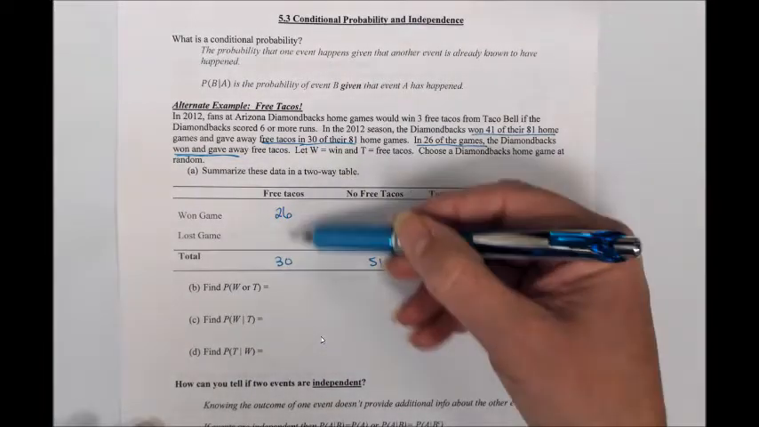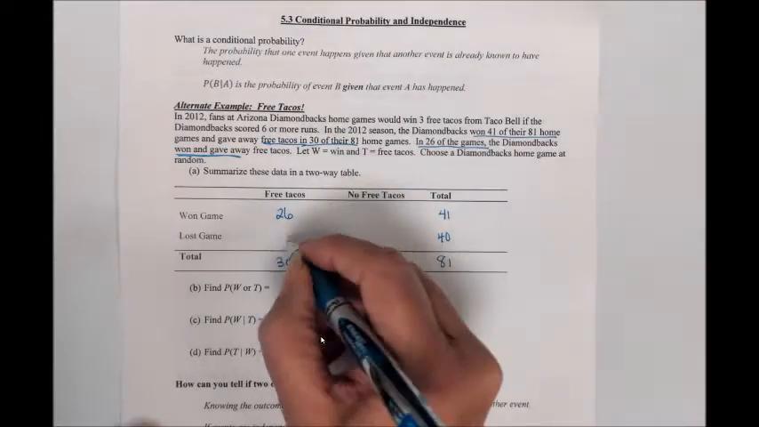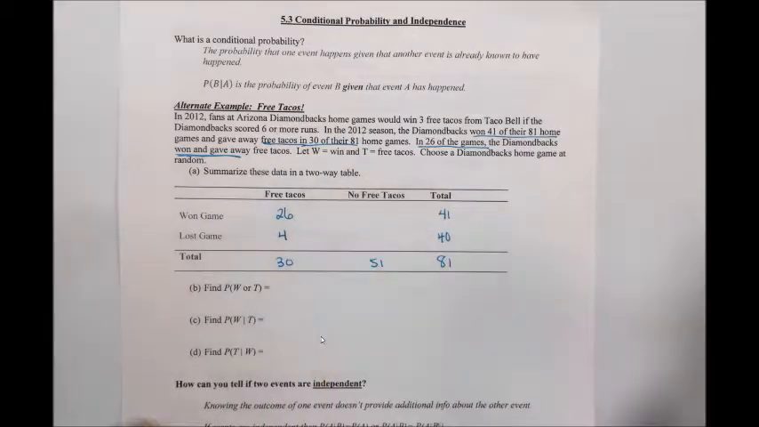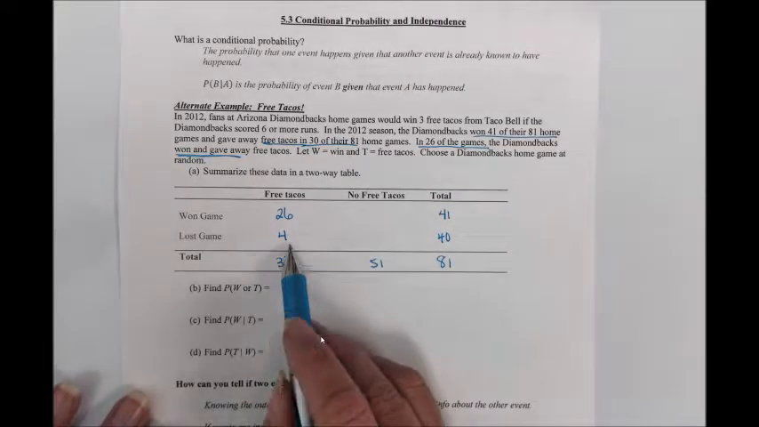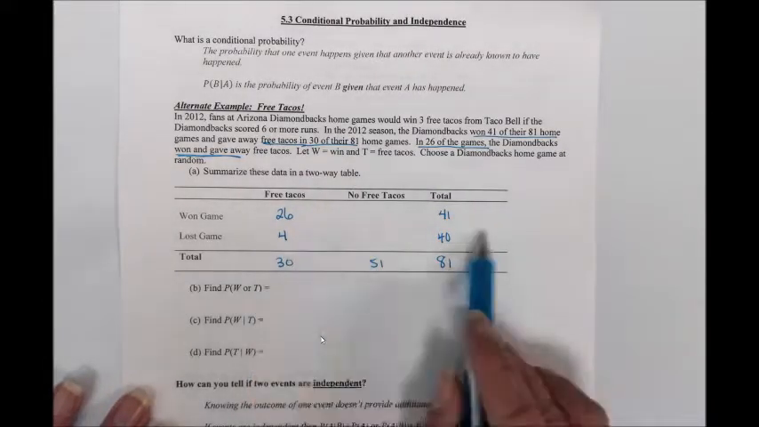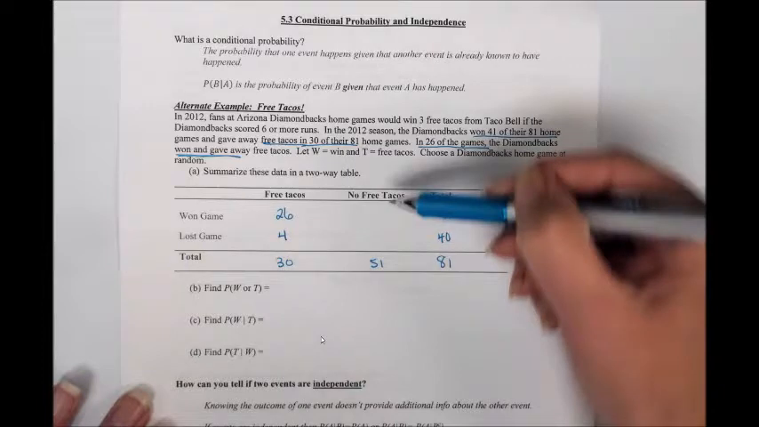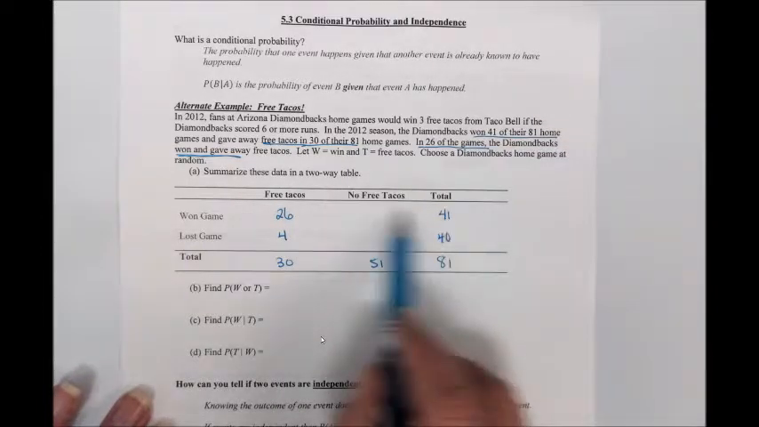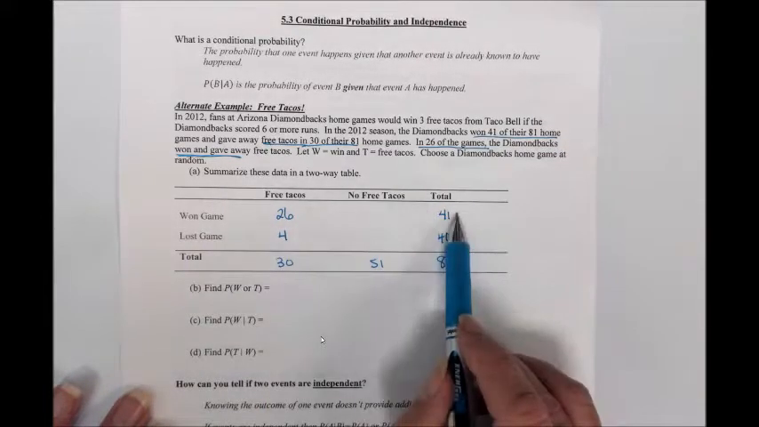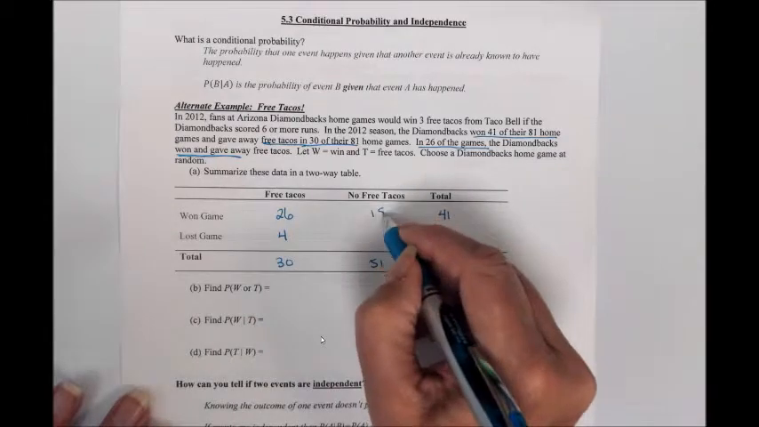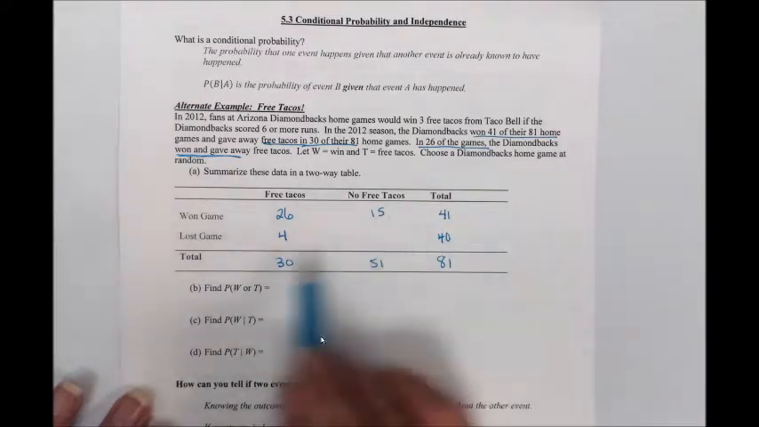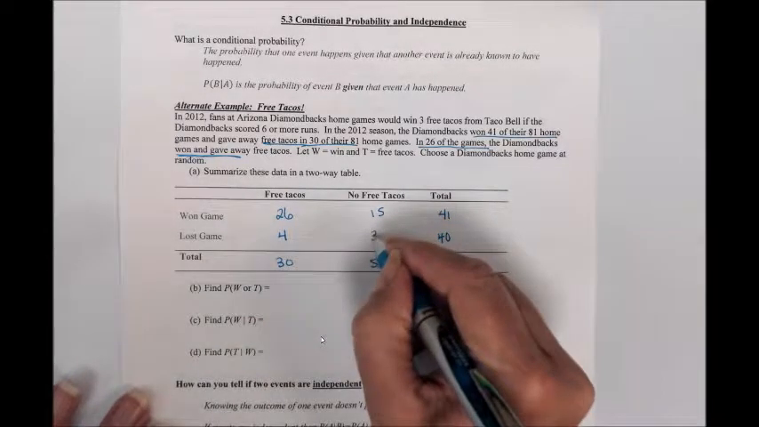So I can now figure out that column: there were 4 times that they scored 6 or more runs, but they didn't win the game. They actually lost the game even though they had a lot of runs. And then I can also figure it out this way. If this is 26 and this is 41, this has to be 15. Now I can fill it in either from the row or the column, that number has to be 36.